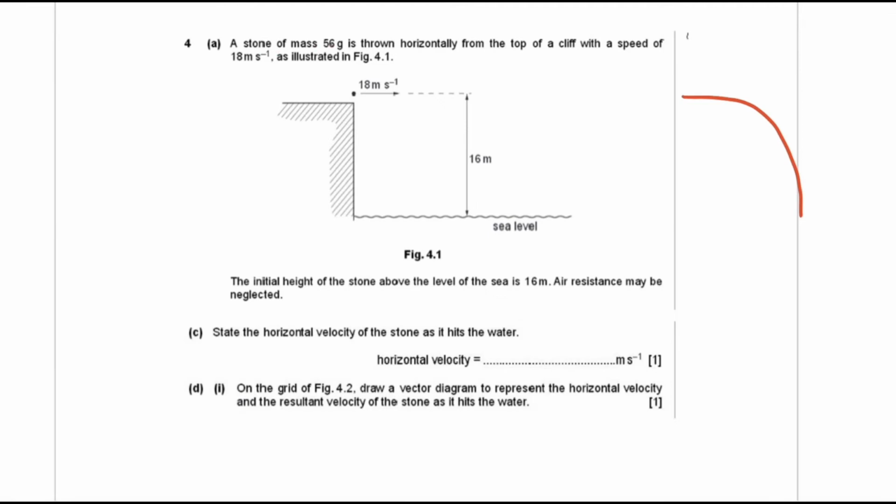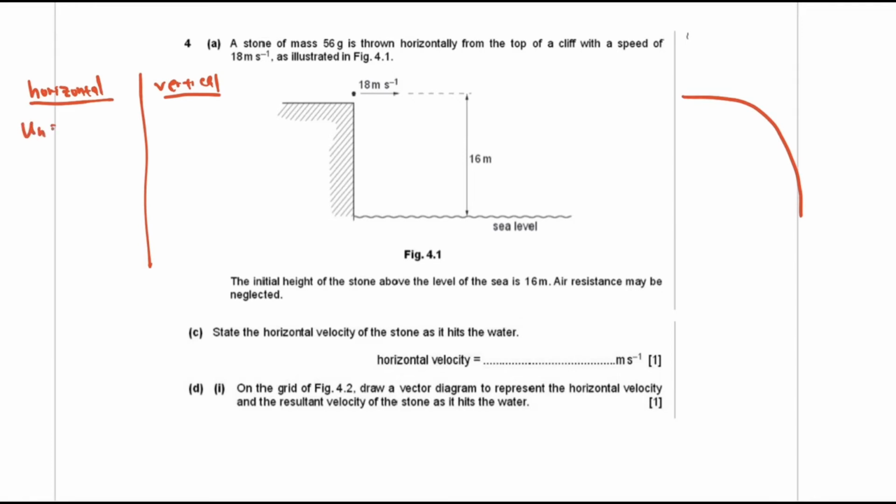Now a stone of mass 56 grams is thrown horizontally from the top of a cliff with a speed of 18 meters per second, as illustrated in figure 4.1. Okay, for practice purposes, I do it like this. Later when you go for the exam, no need to put so much detail. So vertical and horizontal, I separate first.